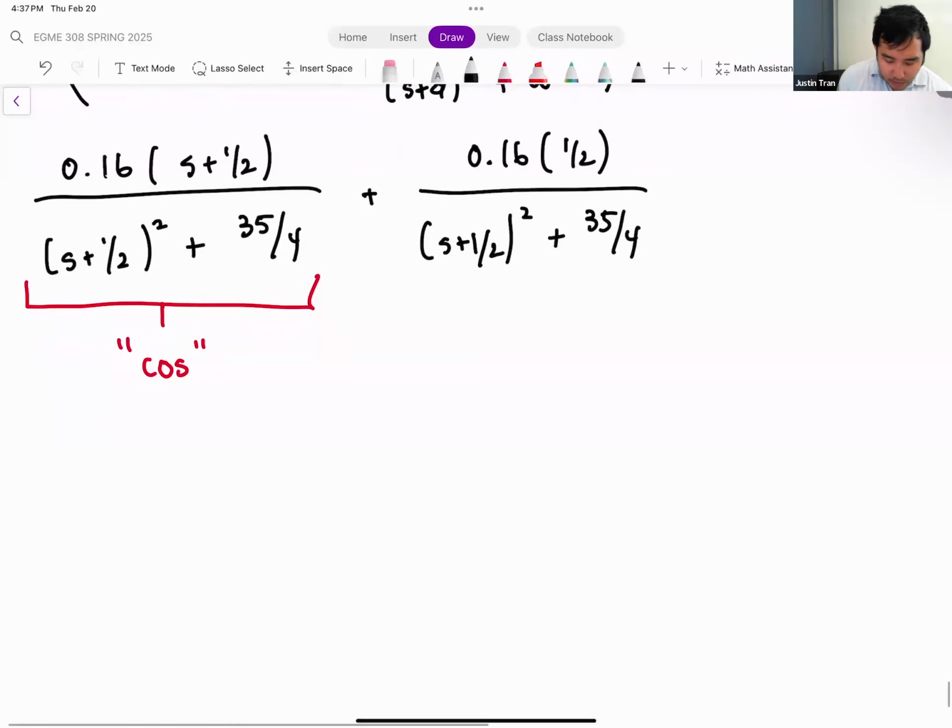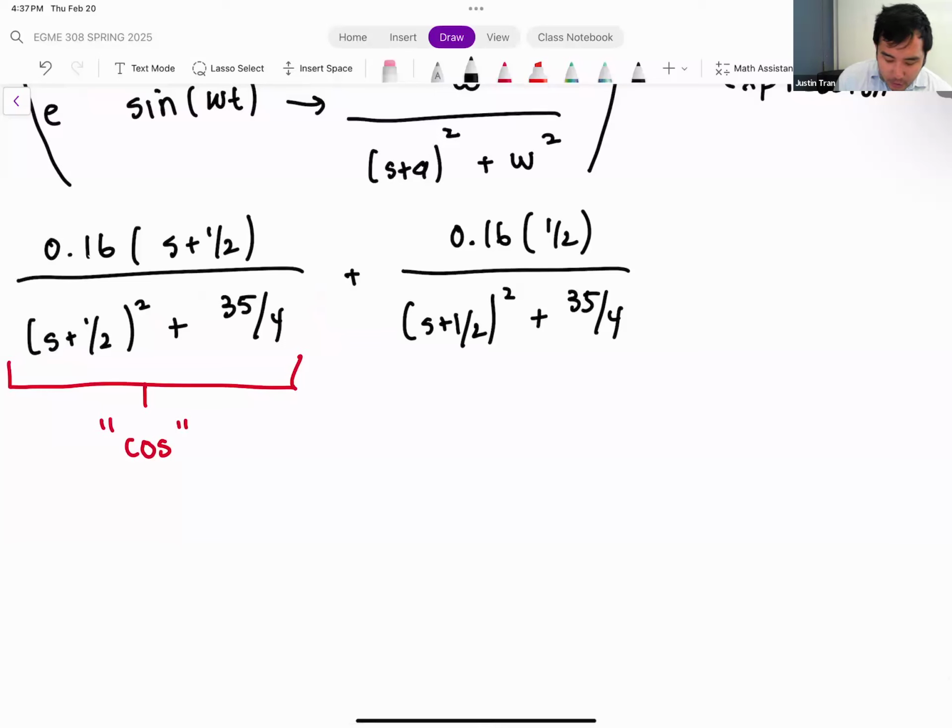And so if we do this, we can already invert that one. Let me go ahead and evaluate this numerator here. This numerator is going to be 0.16 times 1/2, and so that's just going to be 0.08.